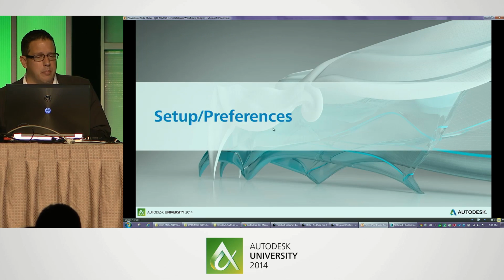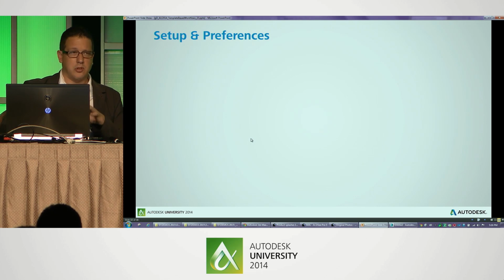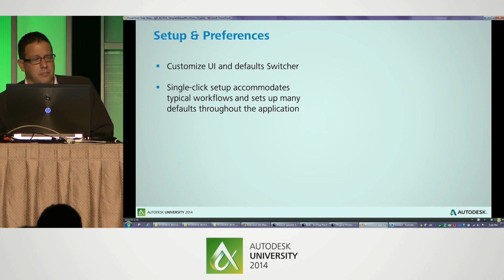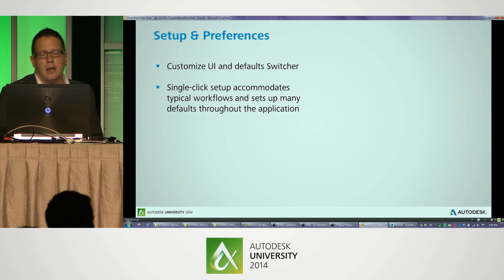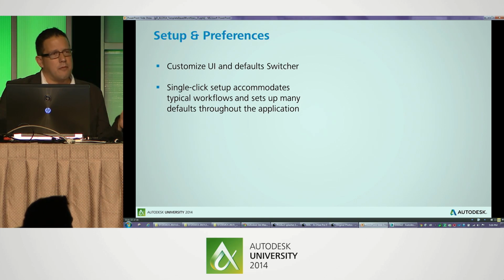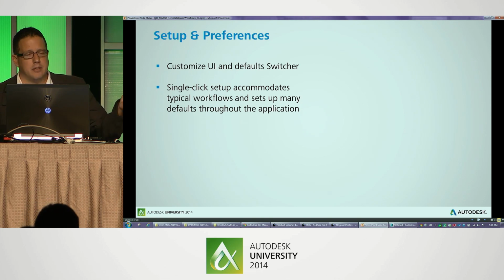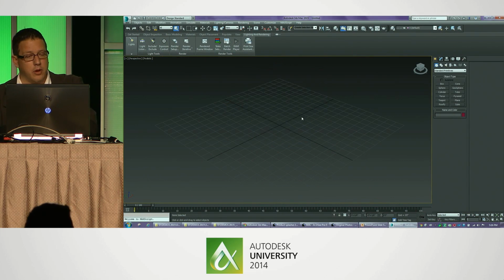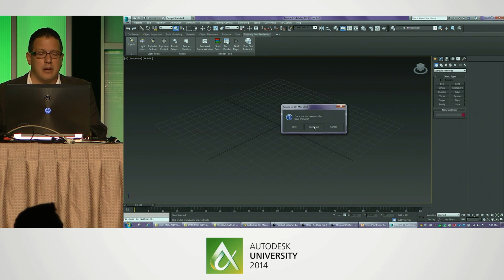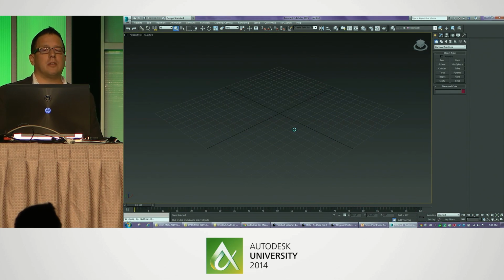So moving along, setup and preferences. This one's just starting into the application for the first time. There's a thing inside of Max called the Customize UI and Default Switcher, and most people don't know about it. Obviously, there are preferences in every piece of software, where you can set whether you want the light UI or the dark UI, and if you want to work in centimeters and all that good stuff. But if I just reset Max for a second, I just want to talk about this other thing called the Customize UI and Default Switcher.